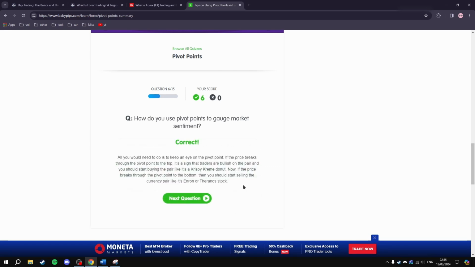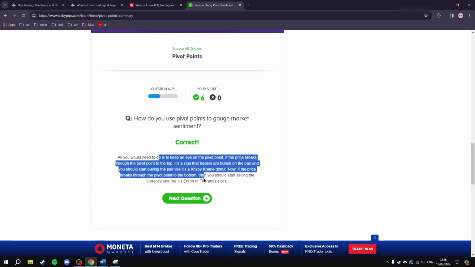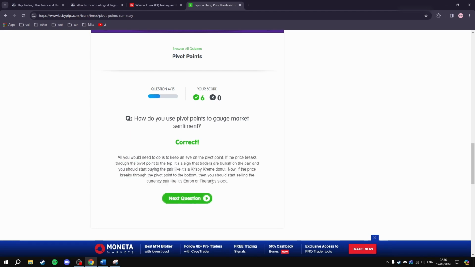All you need to do is keep an eye on the pivot point. If the price breaks through the pivot point to the top, it's a sign that traders are bullish on the pair and you should start buying the pair like it's a Krispy Kreme donut. Now if the price breaks through the pivot point to the bottom, then you should start selling the currency pair like it's Enron or Theranos stock. Don't, because remember that lesson, it said don't always just look at the one indicator, make sure you confirm it with other indicators as well.